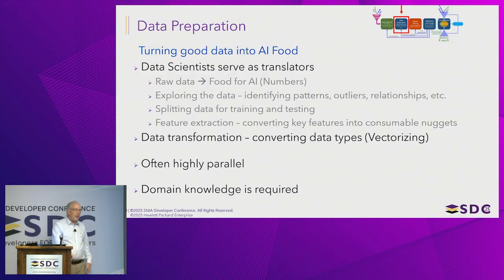So we've got the data, we've got it cleaned up. Now we have to go into data preparation. We have to turn the data into AI food, I call it. This is a phase where your data scientists are going to have to work as translators to figure out what's the data that you've got, how does that get turned into AI food.